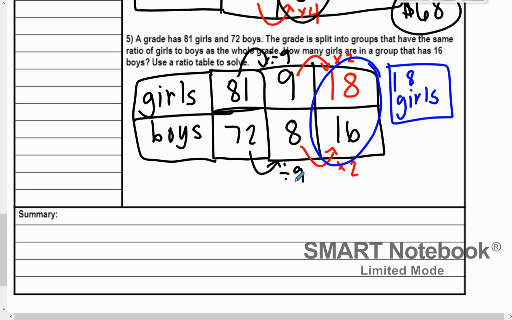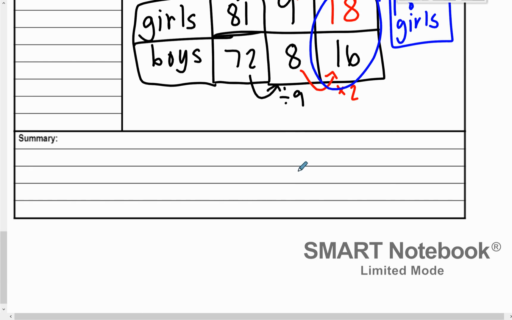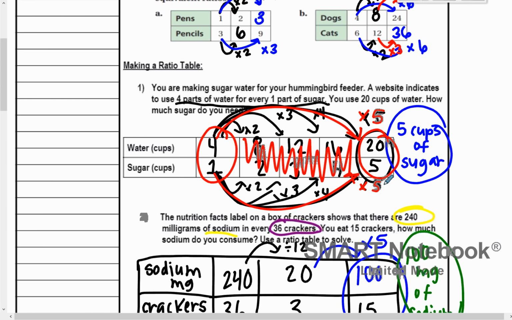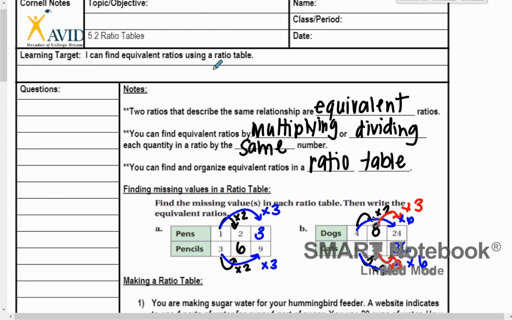So please take a minute or two to write your summary on what we learned today. Some things that you might want to include would be some of those first definitions and notes that we took, that you have to multiply or divide by the same number. Equivalent ratios can be organized in a ratio table. Some of that information might help you the best.